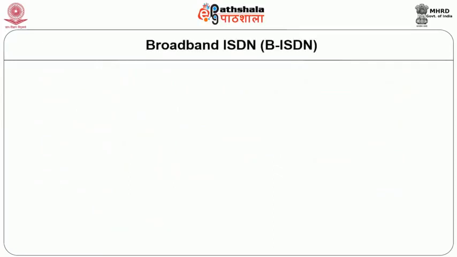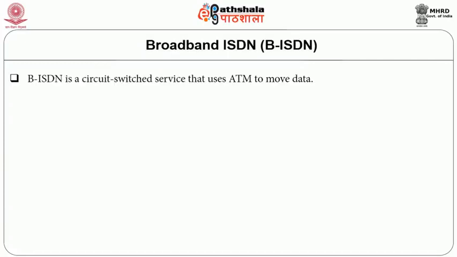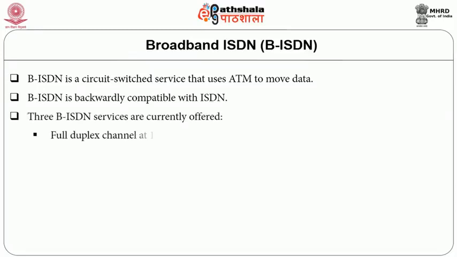Now, looking in a little more detail at B-ISDN, broadband ISDN. It is a circuit switched service that uses ATM to move data. That's why ATM is also included in this. So for broadband ISDN, if you want more bandwidth, we have to use a technology called ATM on this ISDN. B-ISDN is backward compatible with narrowband ISDN and ISDN. There are three B-ISDN services which are currently offered.